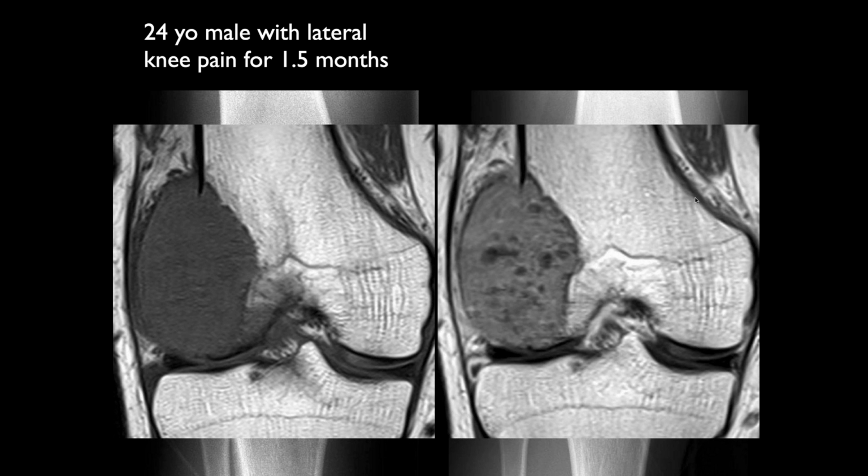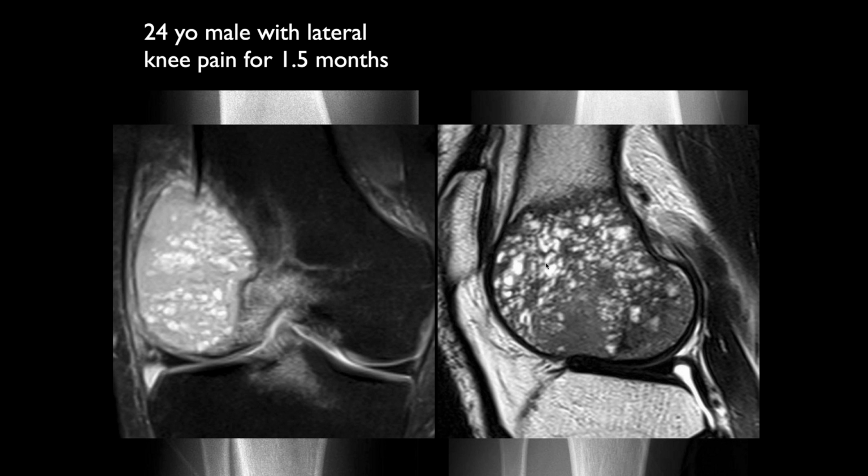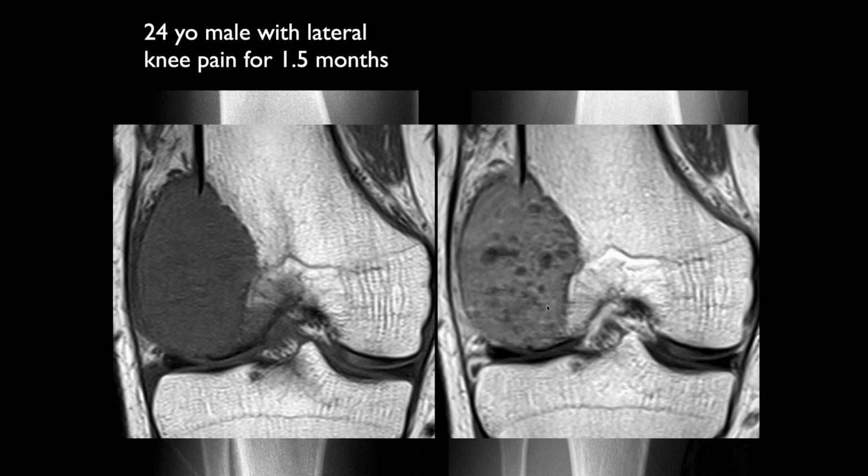Okay, so they're not fluid. T1. Okay. Oh, I see. So is this like a cartilage, chondroid? Yeah, these are cartilage. It looks like chondroid matrix there.